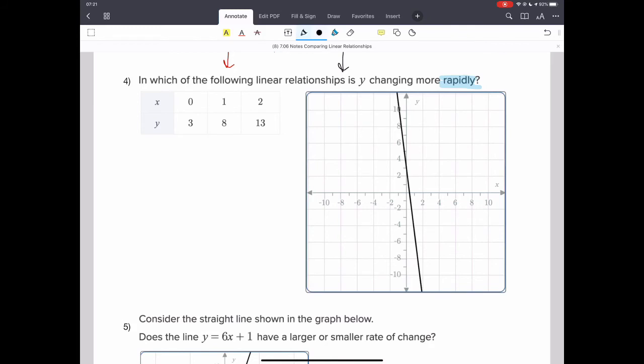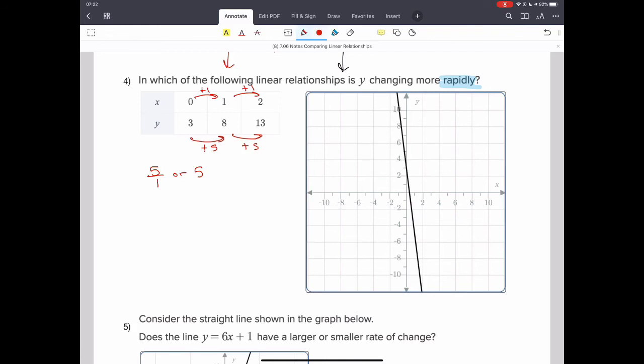We've got a table and a graph again, and we'll determine the rates of change. So in the table, the y increases by 5, the x increases by 1, increases by 5, increases by 1. So here we have a rate of change of 5 to 1, or 5.